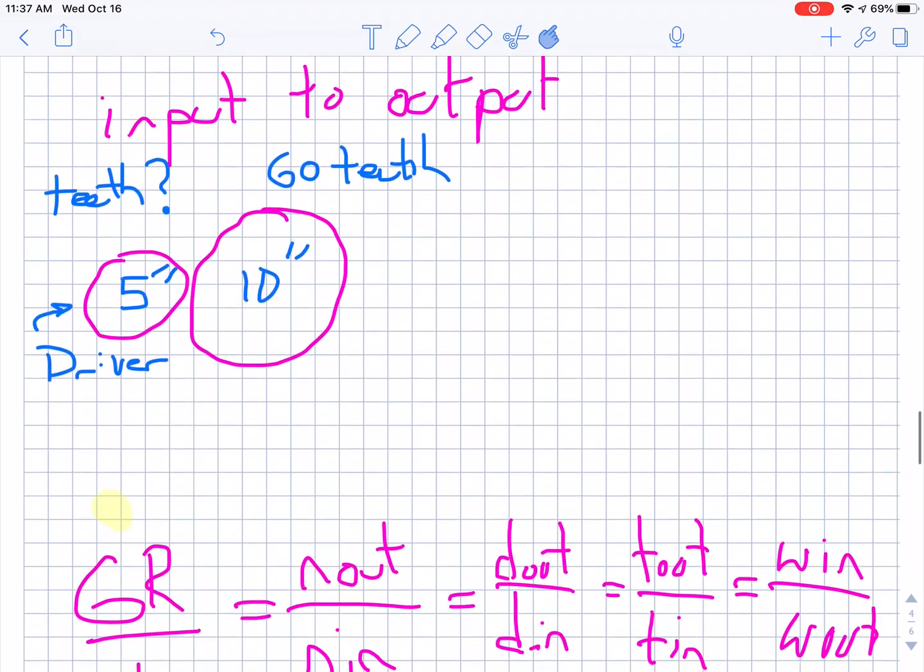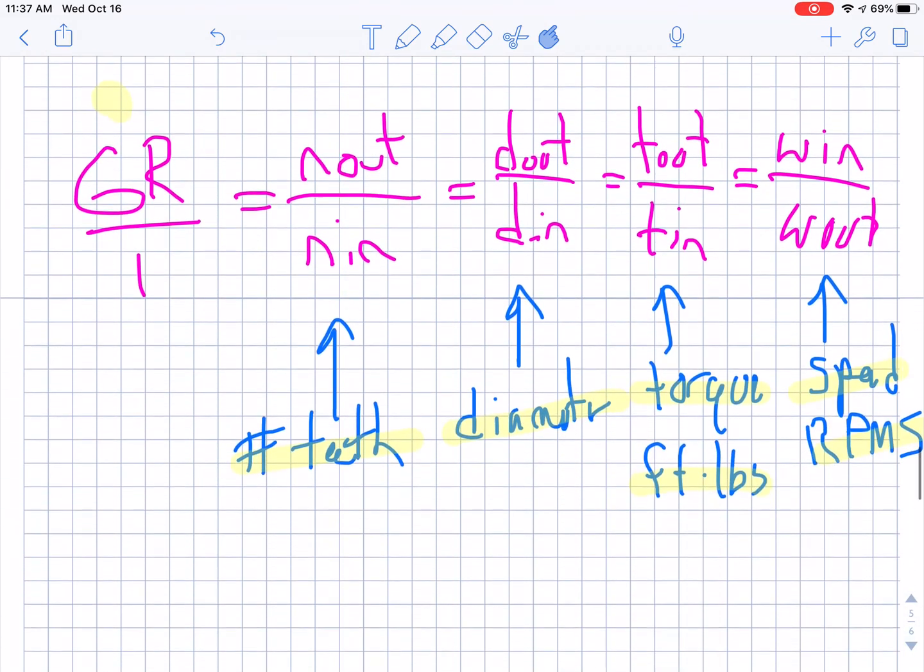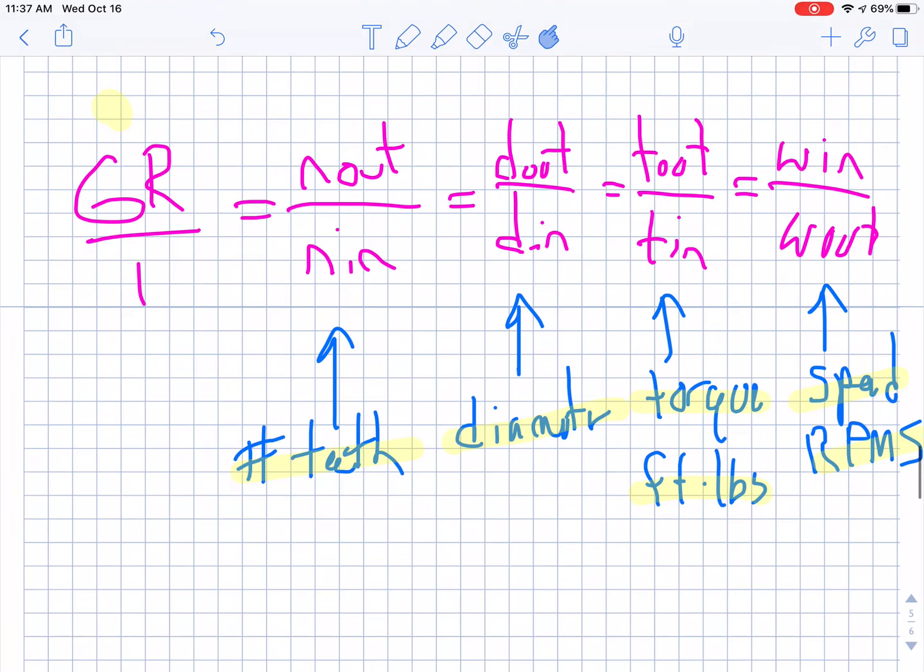Here's our equation. Super simple. Gear ratio over 1 is equal to N over N, D over D, T over T. N stands for number of teeth, D stands for diameter, T stands for torque. The units for torque are usually foot-pounds. W stands for speed, and the units are RPMs, revolutions per minute, or rotations per minute.